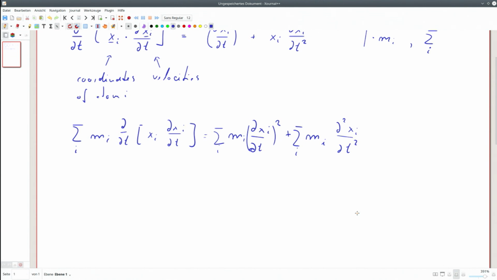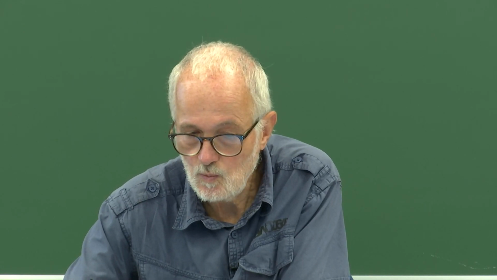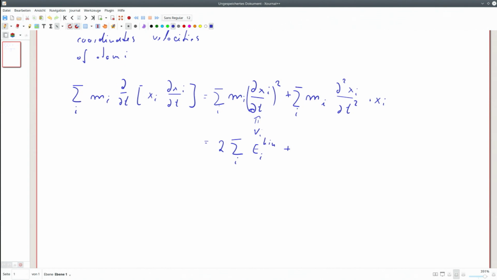So let's first look at the right side. This is the velocity of particle i, and mass times velocity squared is the kinetic energy, twice the kinetic energy. And the other term, what's that? Mass times, this is the acceleration, mass times acceleration. Oh, I missed the x_i here, sorry. So these are mass times acceleration, these are the forces acting on particle i.